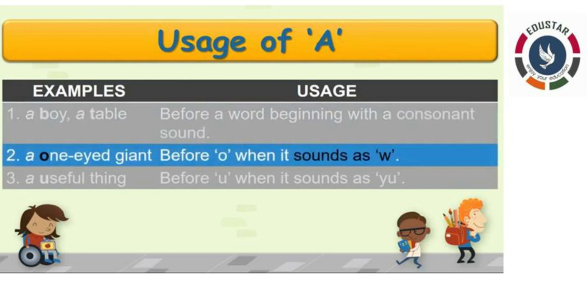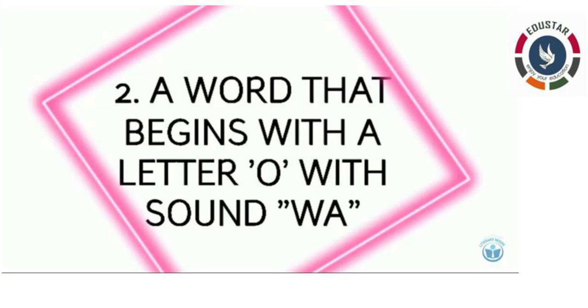And your next one is a one-eyed giant. A is placed before O. But why? O is a vowel, so it should be an, right? No. One is beginning with a consonant sound W. Therefore, we use a before one-eyed giant or a one rupee coin. So, it gives a W sound. Can you understand?